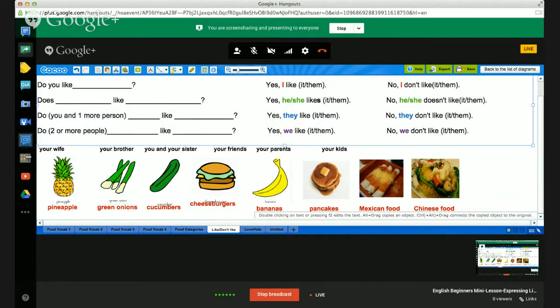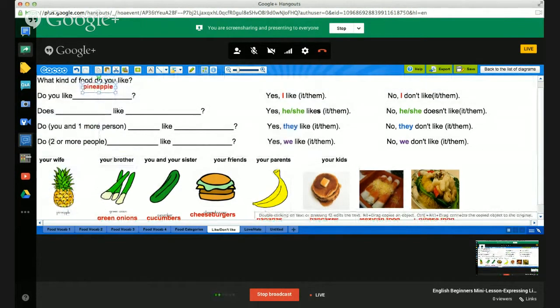We're going to first start with working where we're having a conversation with one other person. And so the question would sound like this. Do you like? Okay? So let me just pop in a word here. Let's start with the first one, pineapple. Put that in there real quick. All right. So let me ask the question. Do you like pineapple? Now there's two ways that we can answer this. We can say, yes, I like it, or no, I don't like it.